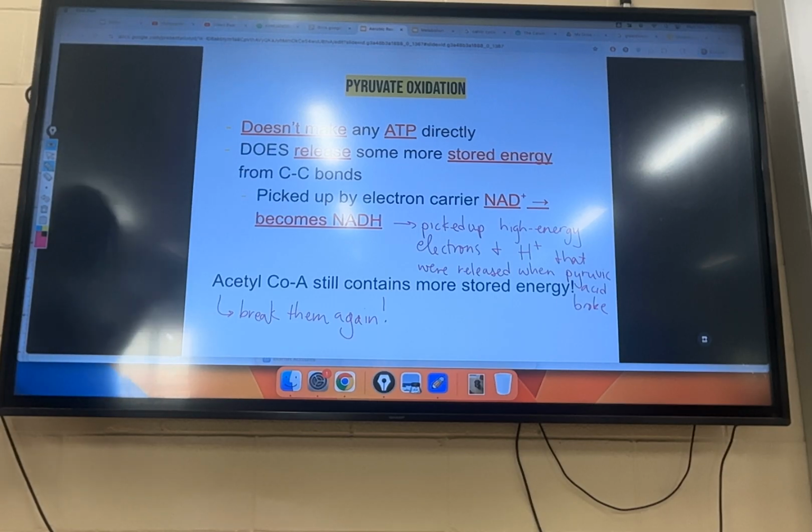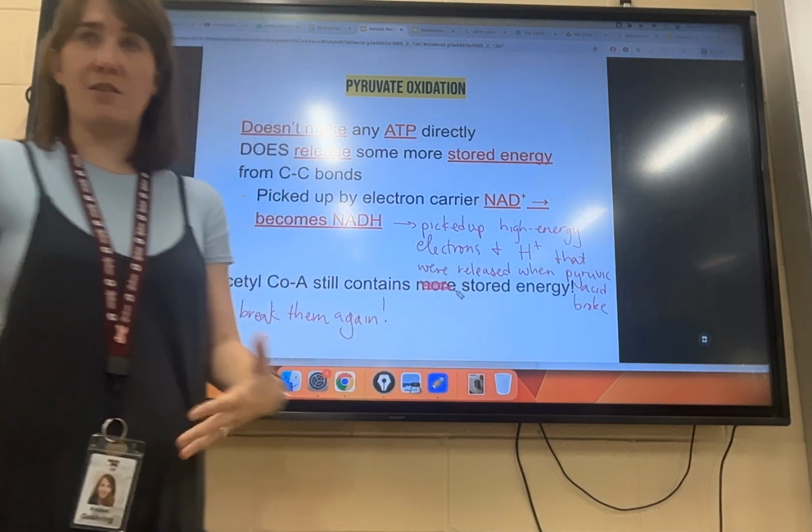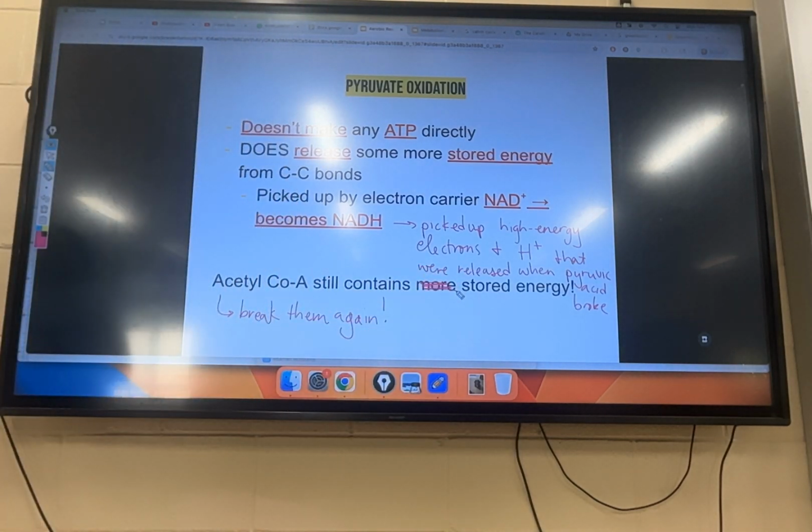I shouldn't say more than the other things. Still contains stored energy. So there is still some in there. It's not more than the other 2 things that we broke already. Is it less? It is less, yes. Each time we're breaking this molecule and making it simpler, it's sequentially releasing some of that stored energy. We're putting it into those other things like the electron carriers and the ATP. Yeah. Sydney?